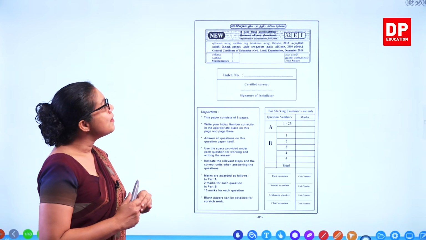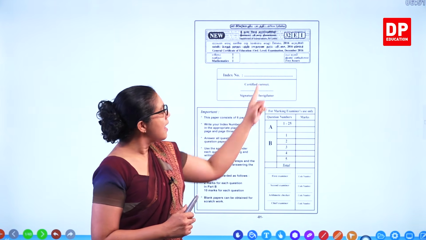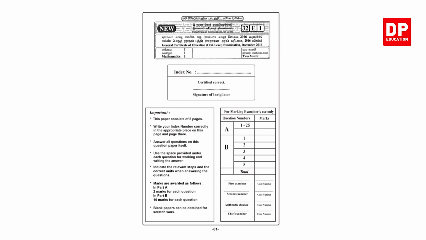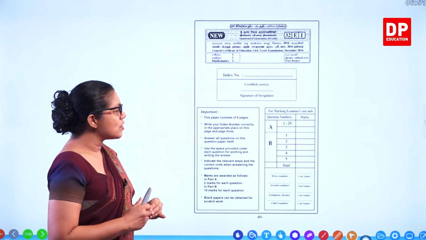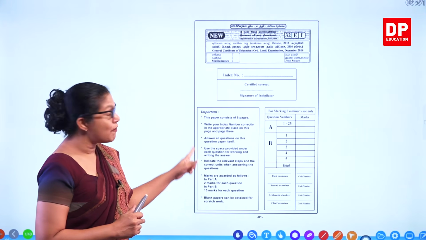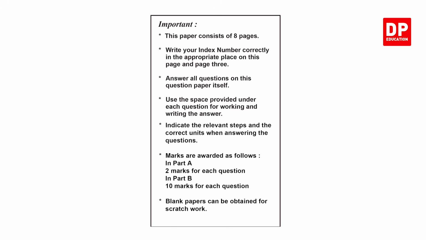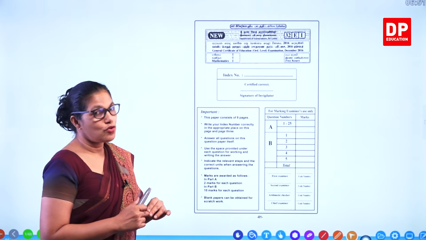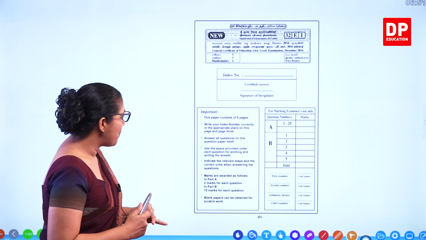And you can see the paper is 2 hours and you get 2 parts. Part A, 25 short questions and part B, 5 long questions. So read the instructions before you start the paper. This paper consists of 8 pages and write your index number correctly in the appropriate place on this page and page 3. Answer all questions on this question paper itself and use the space provided under each question for working and writing the answer. So you can't ask for line papers.